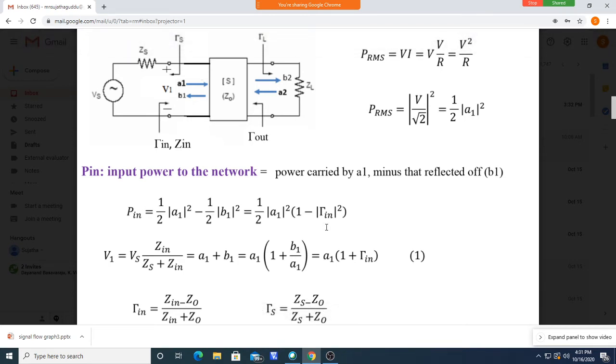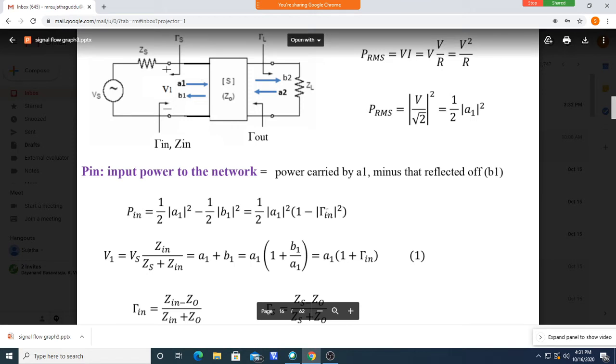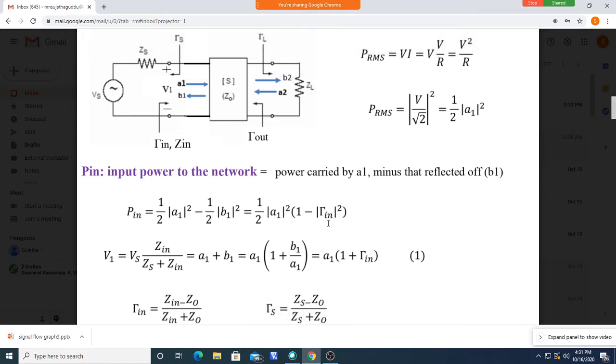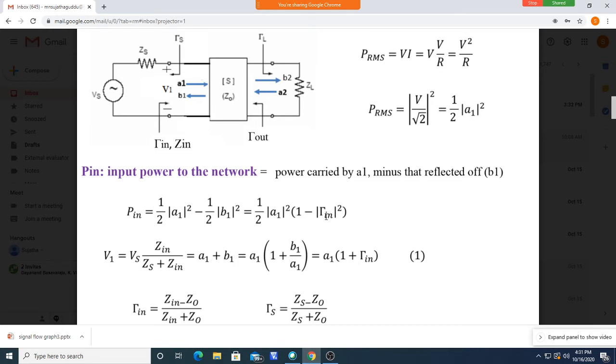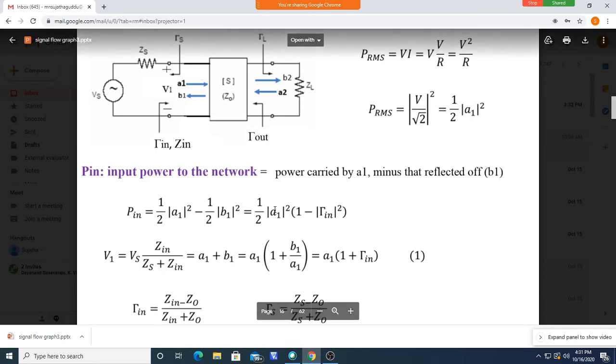Okay, so what is that? B1 magnitude square divided by A1 magnitude square, that is equal to the reflection coefficient Γin. Γin is equal to B1 by A1, but here we have square, so it is Γin magnitude square. Okay, this second term. So if we take this outside and arrange, we will be having this B1 by A1 magnitude square. So that is Γin magnitude square. So this is the 1. So power input equal to this.